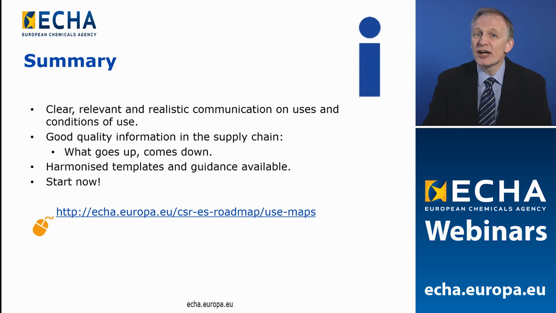It pays to provide your supplier with comprehensive information on how you use substances. Thirdly, harmonised templates and guidance that explain what you need to do are available to help you. Finally, start now. Contact your sector association to find out if they have a use map that you can take advantage of, or if they intend to prepare one.